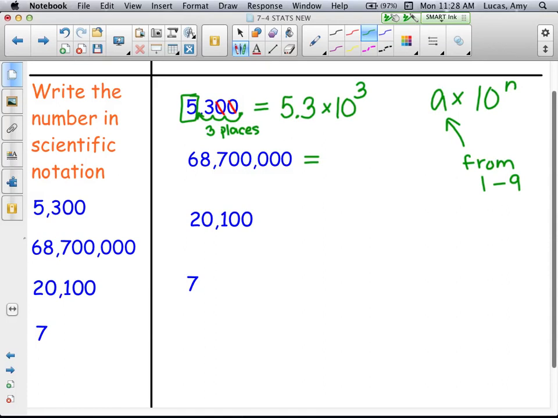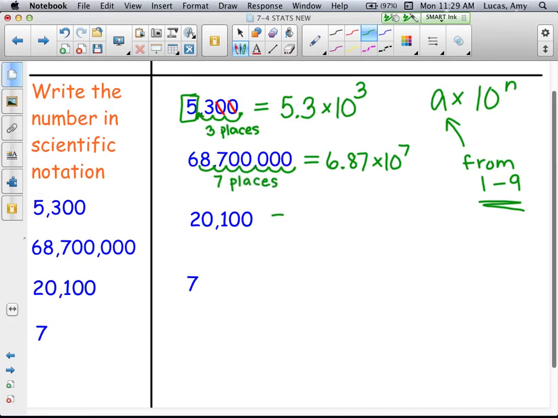The next one, my decimal point starts out at the end again. I have to move it over until I've got just that single digit from 1 to 9. So I'm going to count as I move. 1, 2, 3, 4, 5, 6. If I stop right here, I would have 68. That is not a digit from 1 to 9, so I have to move over that 7th spot so that I get 6.87 times 10 to the 7th power, because I moved my decimal point 7 places.